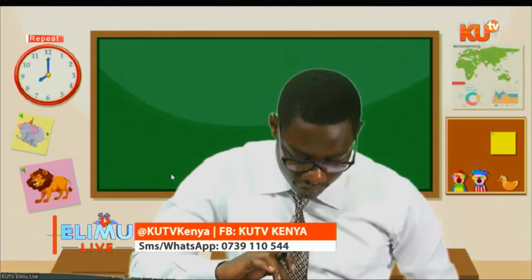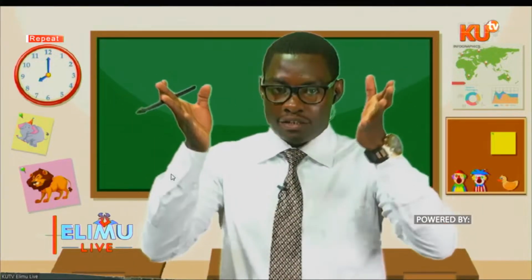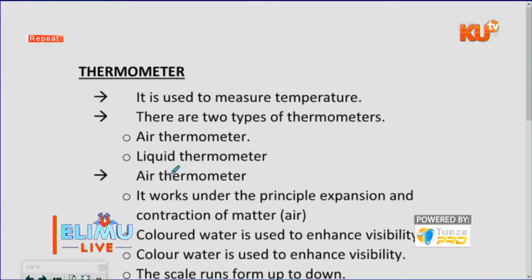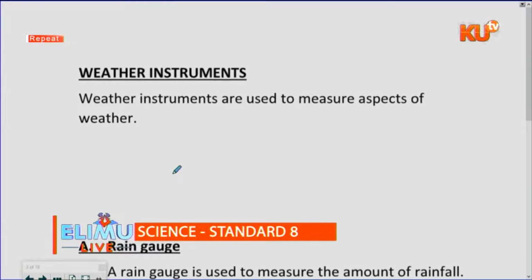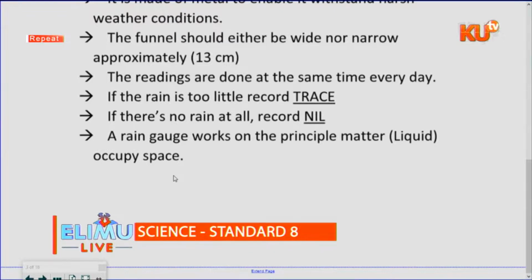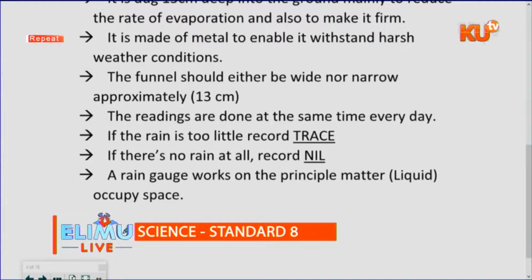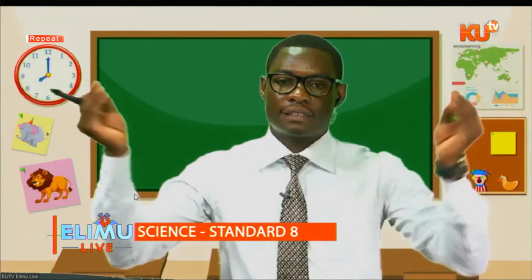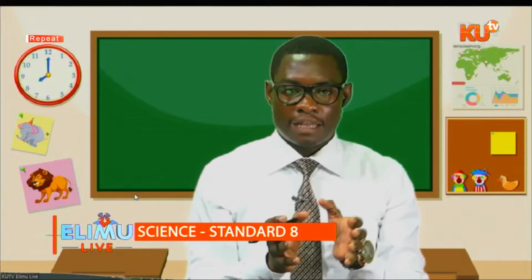I'm Felix Omar from Eldoret. What is the function of the funnel in a rain gauge? The function of the funnel in a rain gauge is to collect the rainwater into the measuring cylinder. Let me take you back to the diagram of a rain gauge, Felix, so that you can understand. So we have a funnel, and this funnel collects the rainwater because rainwater falls as drops. It collects these drops and puts them in the measuring cylinder. Remember, this water can still be taken to another measuring cylinder. So that is the function of a funnel.